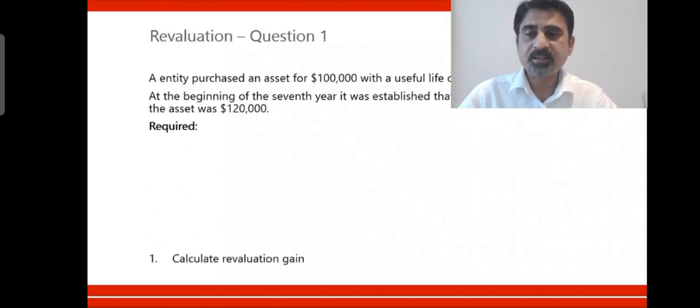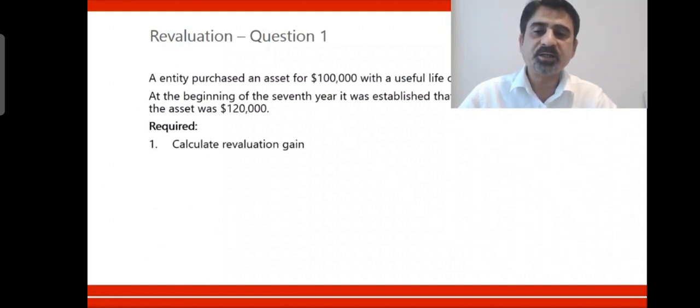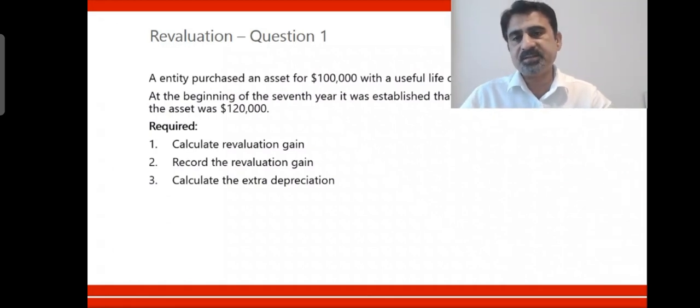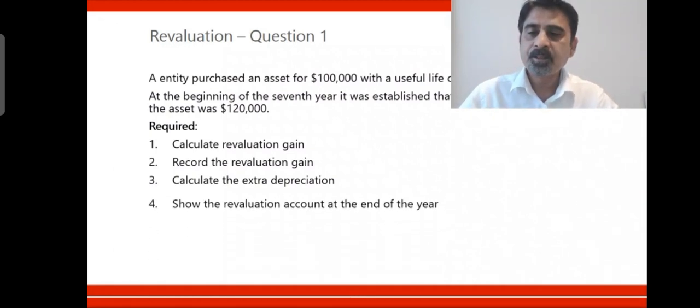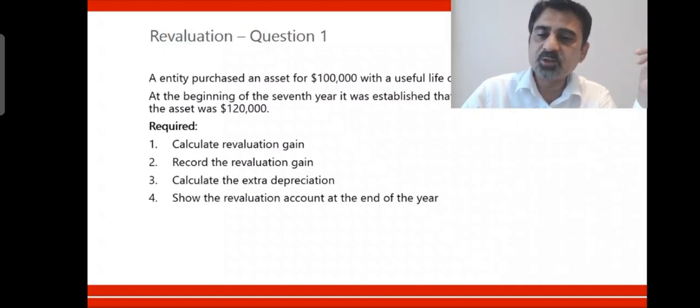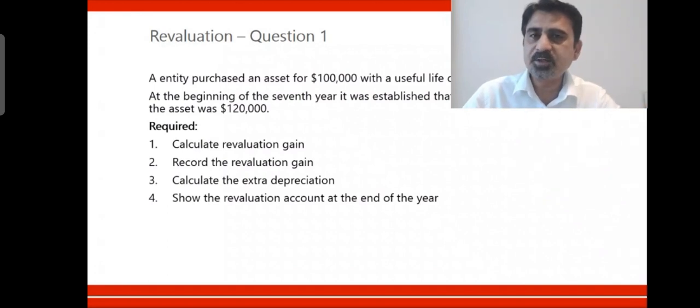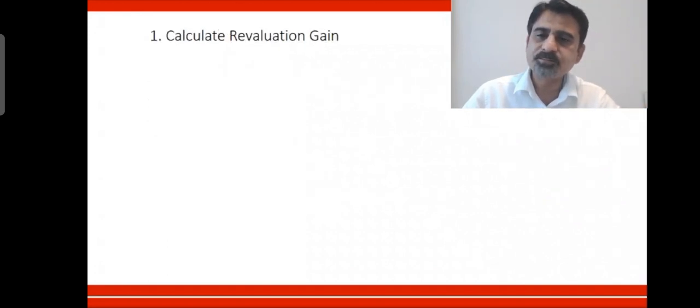Required, number 1, calculate the revaluation gain. Number 2, record the revaluation gain. Record means the double entry. Number 3, calculate the extra depreciation, which means the depreciation after the revaluation. And number 4, show the revaluation account at the end of the year. So these are the 4 things which we need to calculate. So let's do it together one by one.